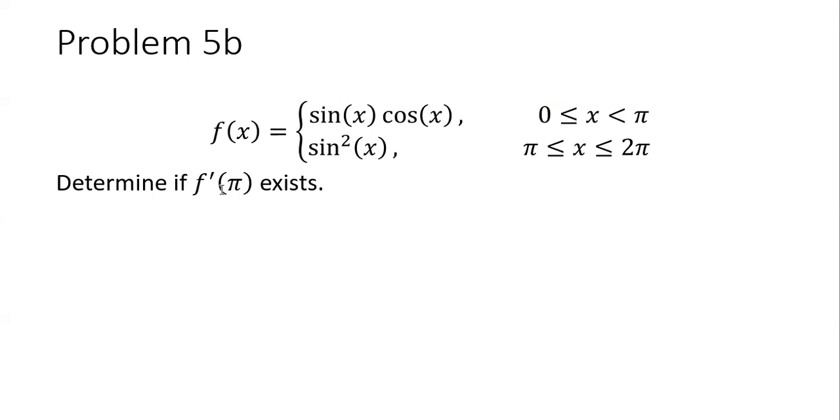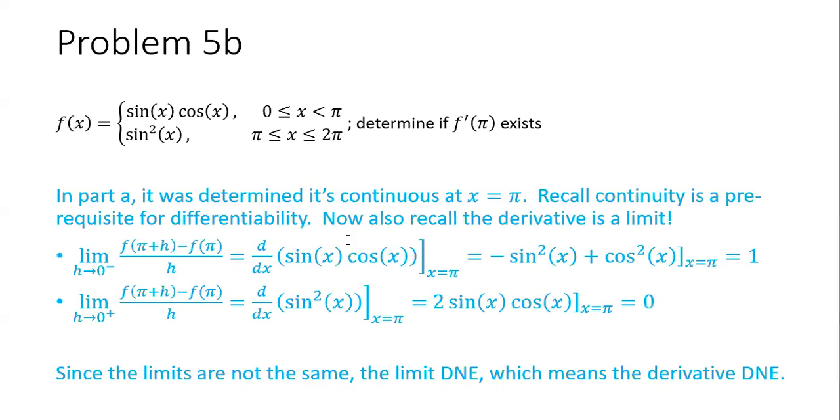I recall there's a trick problem on one of the BC multiple choice tests, one of the years on the release exams, in that the derivative from both sides matched, but it was not continuous. So a lot of people got tricked by that. So you got to remember, prerequisite for differentiability is continuity, which we already found in part A. It's continuous. So now let's check if it's differentiable.